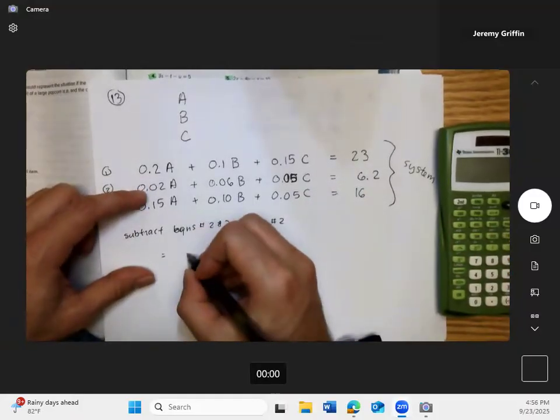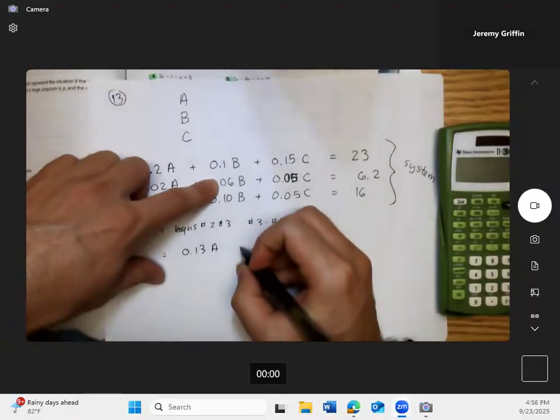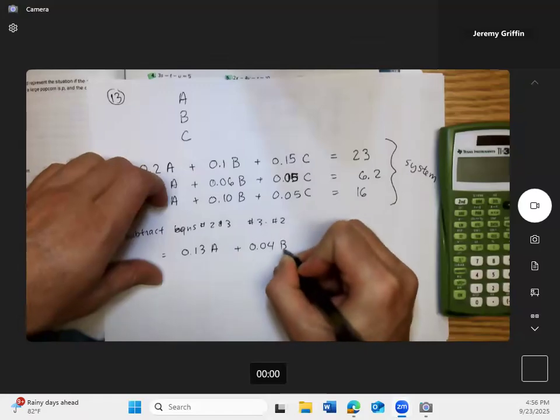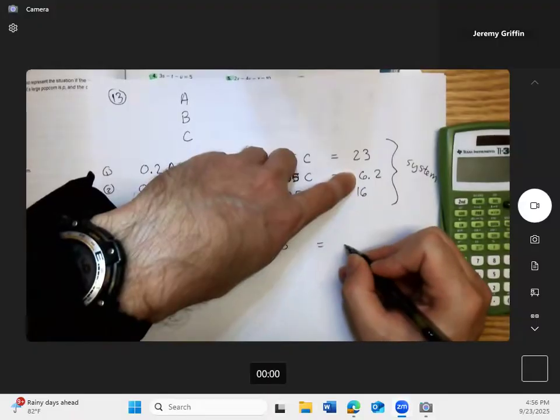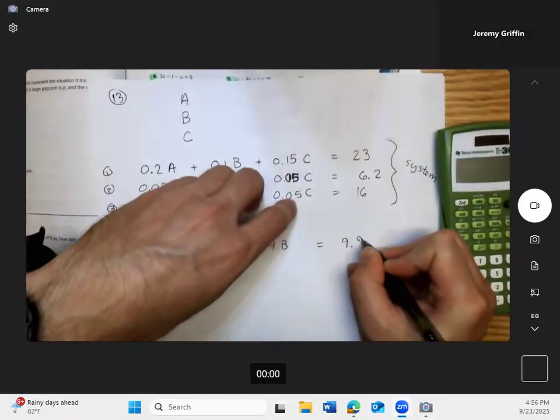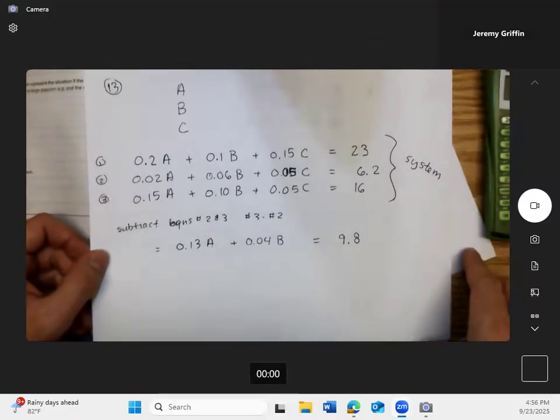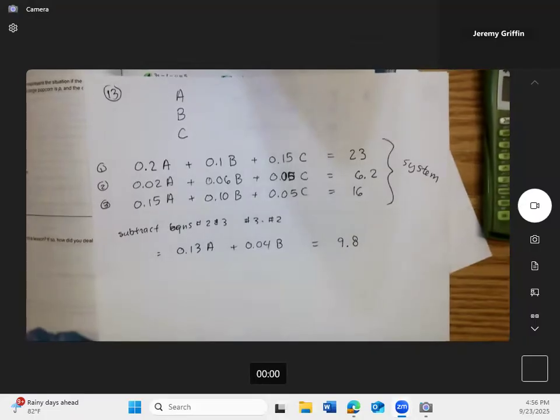So that gives you 0.13 mix A. Then this minus this is plus 0.04 of mix B. The C's go away. And then this minus this, 16 minus 6 is 10. So minus 0.8 is 9.8. So that would be a valid expression. And I still have to bring in the top equation somehow also.